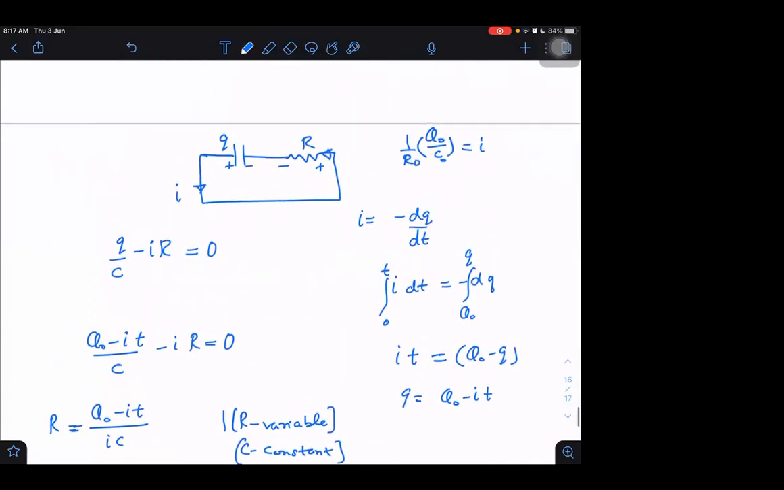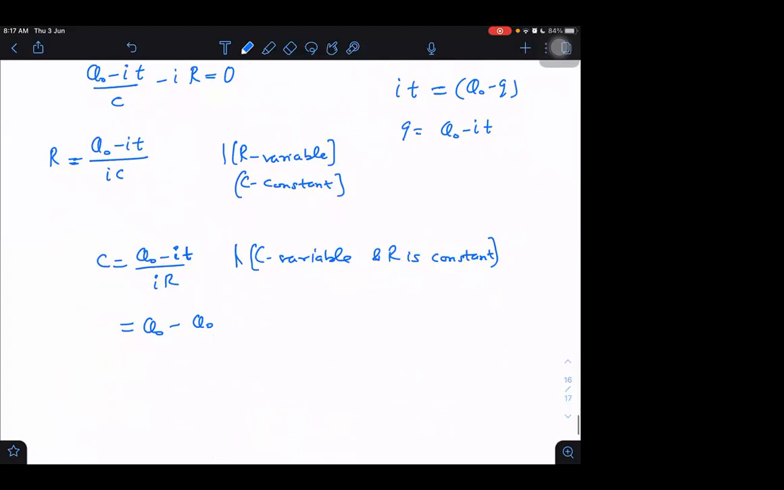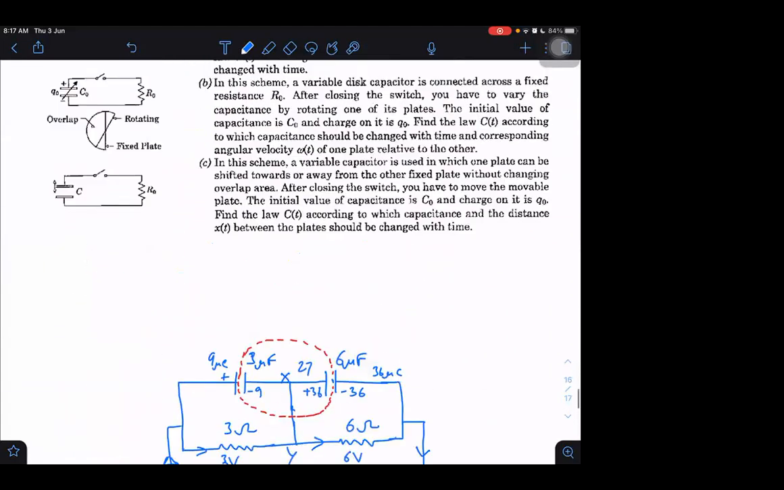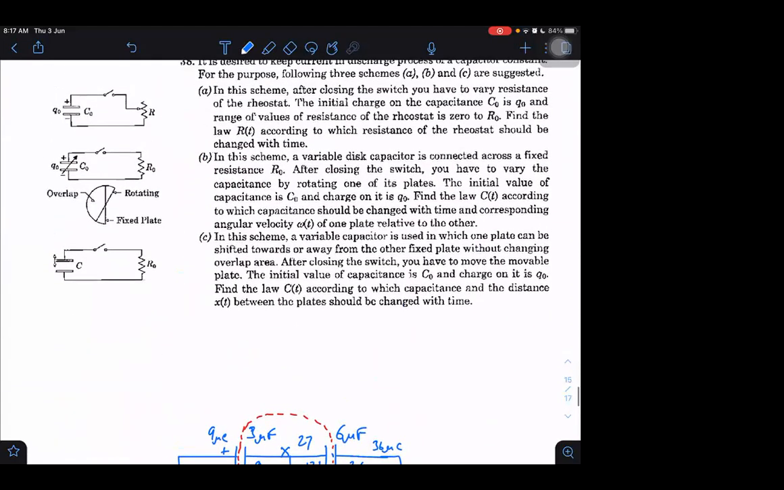Anyway, fine. Next, last question. Last question was RT, according to which the resistance of the resistor should be changed with time. This is done. Initial value C naught and initial charge is Q naught. We can get it right. Similarly, we can get the second one also.